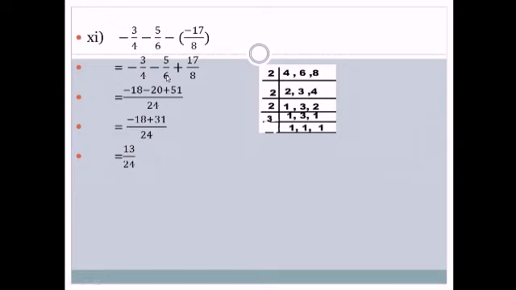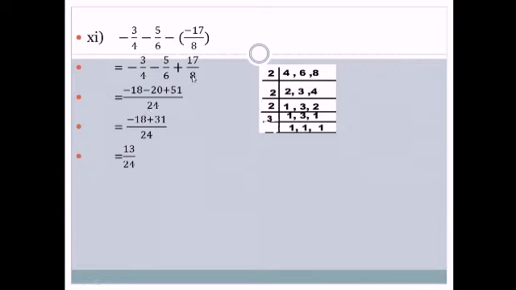Again, the second fraction denominator is 6. We divide the LCM by 6. 6 4s are 24, the answer is 4. So 4 multiplies with the numerator, 4 5s are 20. So 20 we write here.